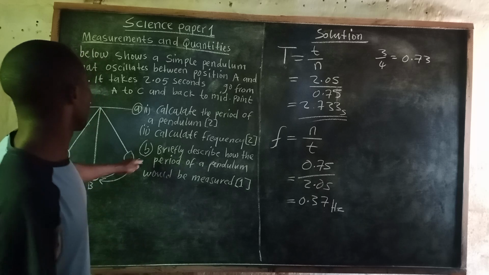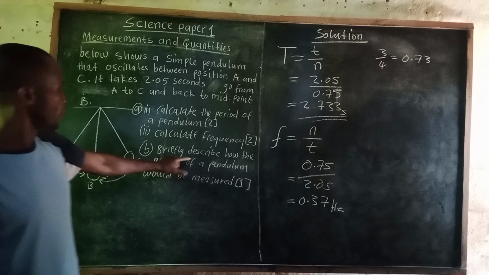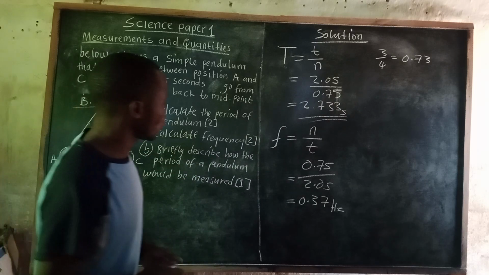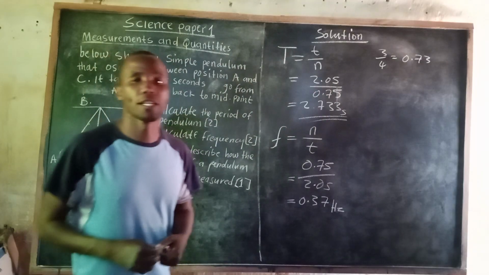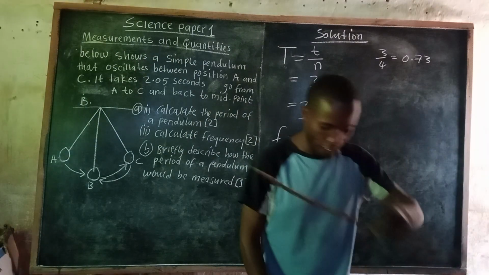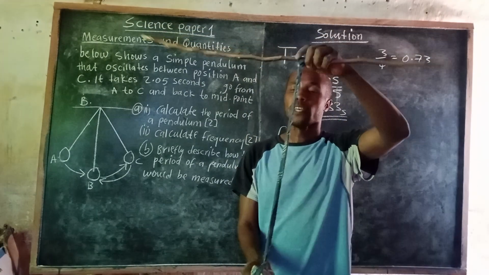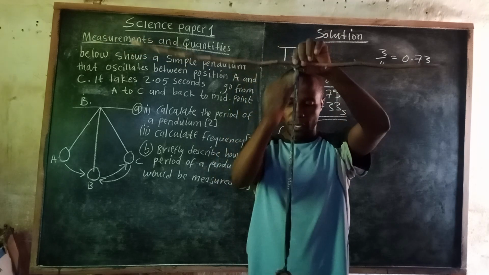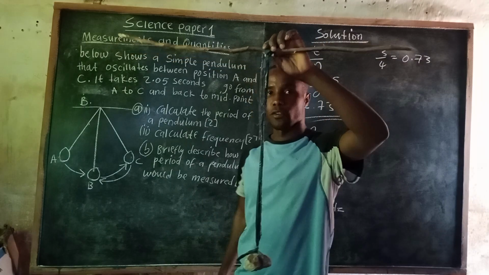Then we have the last part of our question, where they are telling us to briefly describe how the period of a pendulum would be measured. The period of a pendulum can be measured by using a stopwatch. One, you get the stopwatch, just that we don't have a stopwatch here. Then you get the bulb, and this bulb has to be attached to a fixed position like this one. By using this, you will be able to measure the period of a pendulum.